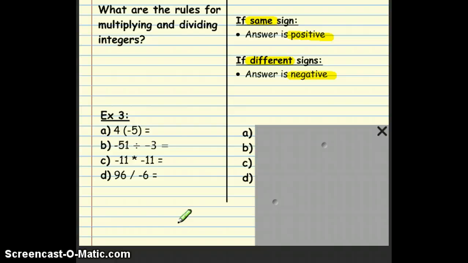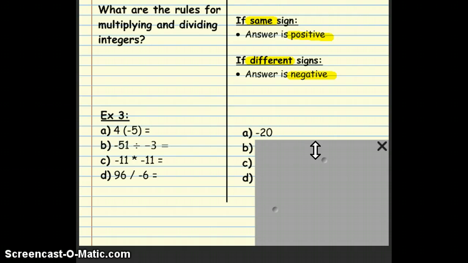Letter A is 4 times negative 5. Remember, those parentheses mean to multiply. So you treat the numbers as they are. 4 times 5 is 20. These two integers have different signs, and different signs means you're going to have a negative answer, so the answer is negative 20.